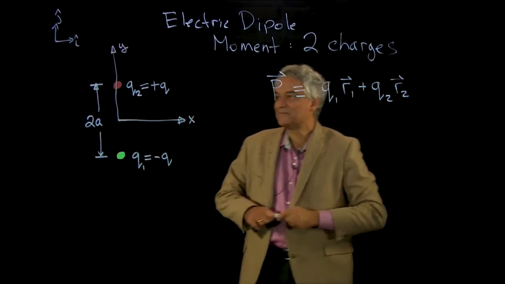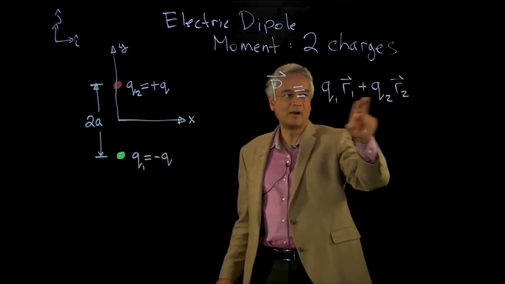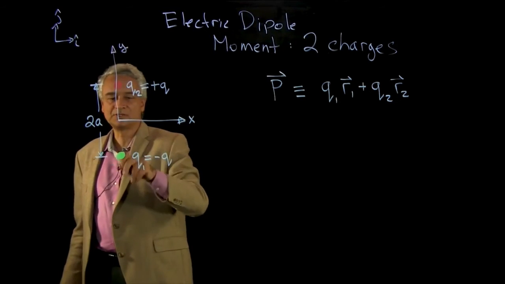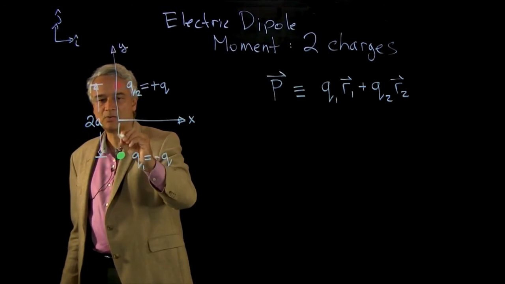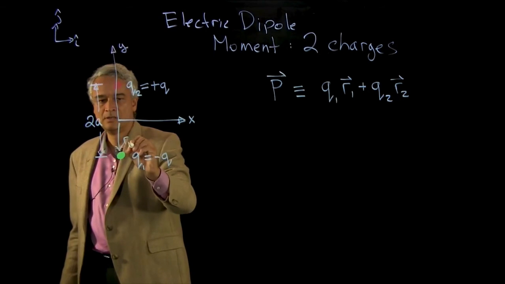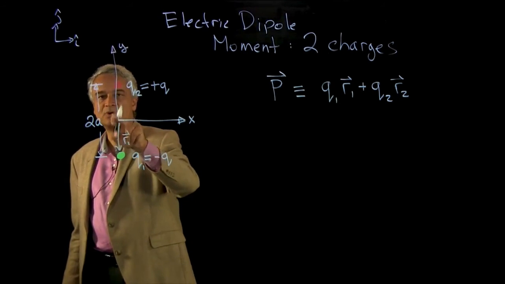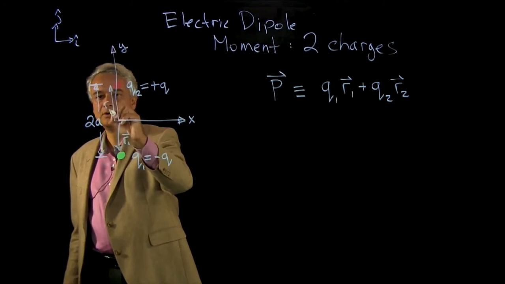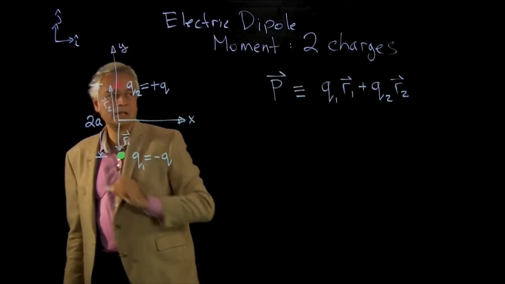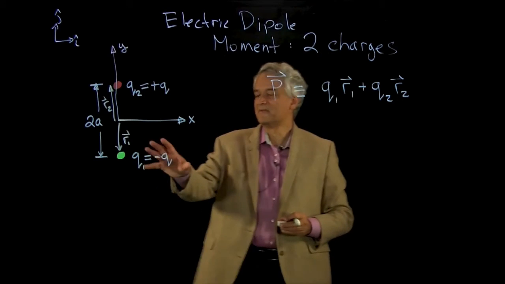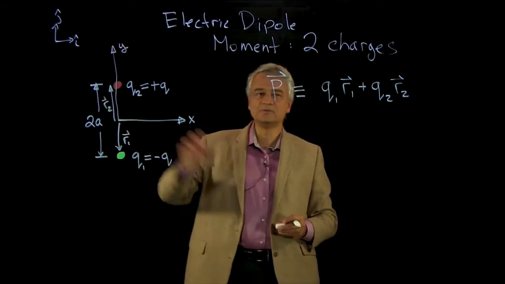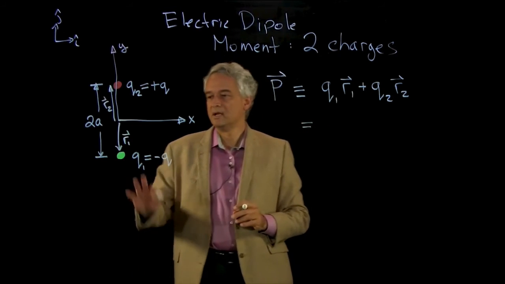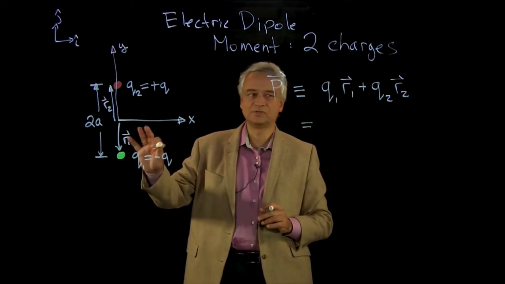So with that definition, I now can draw my R1 and R2 because I've picked an origin. R1 is the vector from the origin to charge 1. So this is R1. And R2 goes from the origin to charge 2. So this is R2. And once I have these definitions, I've got R1, R2, Q1, Q2, I can now evaluate the electric dipole moment of this configuration of two charges.